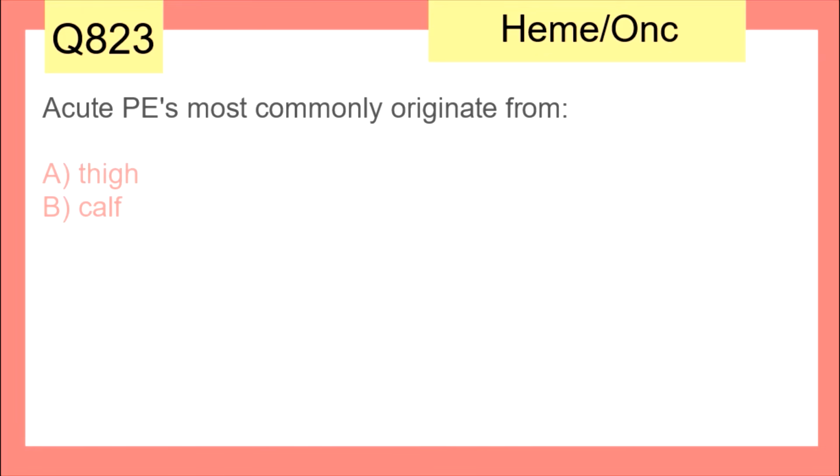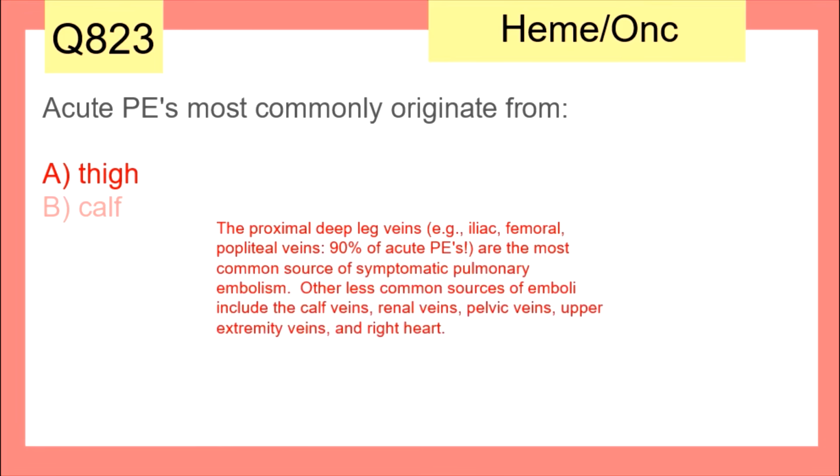823, acute PEs most commonly originate from the thigh, not the calf, from the thigh. 90% from the deep leg veins of the thigh.